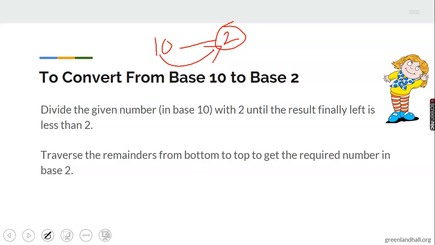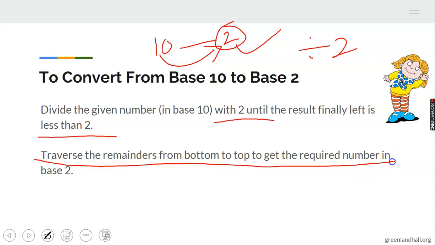What we have to do is very simple. This is the new base we want it to be in. So we'll divide using 2. We'll keep on dividing the number by 2 until there is nothing left to divide. Alright. Then we'll traverse the remainders from bottom to the top, and we'll have that as our answer.